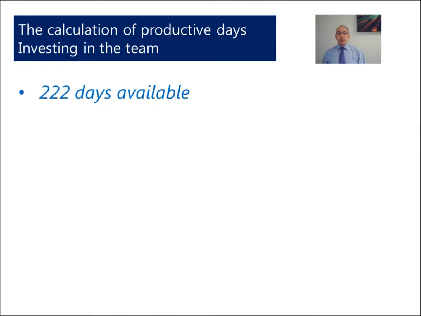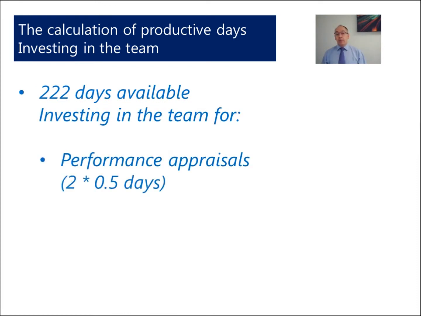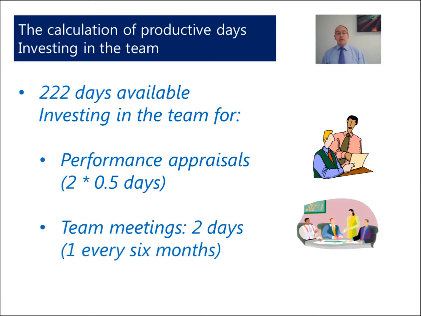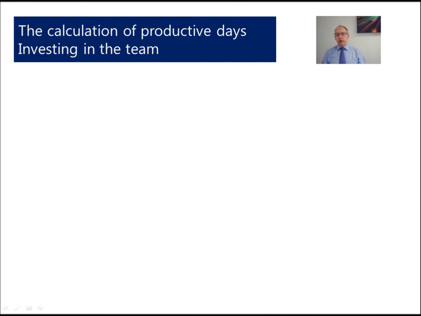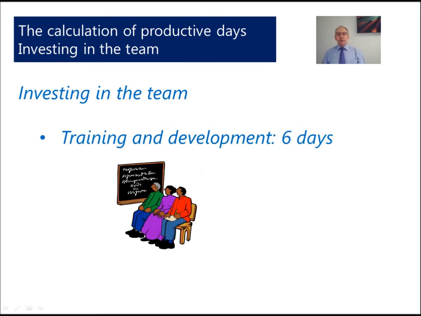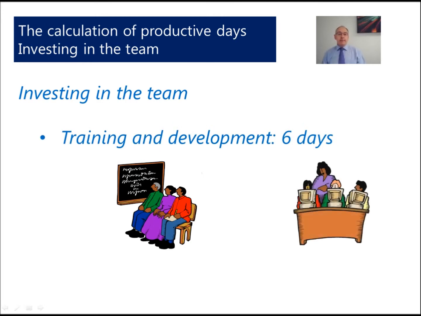So 222 days. Now we do invest in our team, and we'll want to sit with them and give them a performance appraisal. Every 6 months we sit down for half a day and look at how well the individual is performing. Also, it's important to bring the team together, to have team meetings. And in this example, we'll assume that we've got one every 6 months. As we work in a knowledge economy, we need to train our team. And so we'll put down for 6 days worth of training each year to help develop the skills of our individuals to make sure that they're kept up to date.